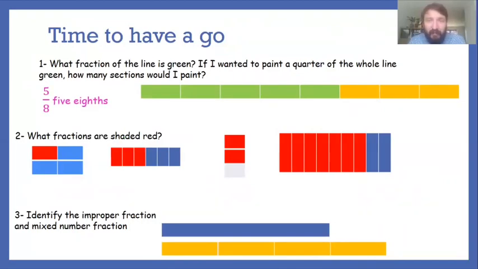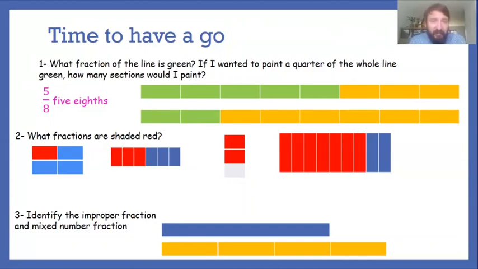Now, if I wanted to paint a quarter of that line green, how many sections would I have to paint? Well, I know I'd have to paint 2/8 of that section green. Nice and easy, I hope, nice and straightforward.